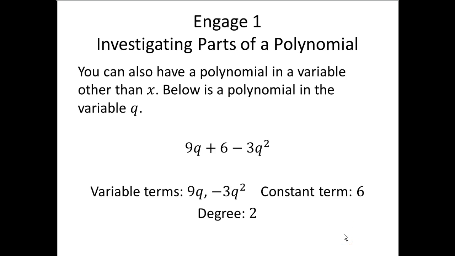You can also have a polynomial that has a variable other than x. For example, here I have a polynomial that has q as its variable. Now the variable terms in this polynomial would be 9q and -3q^2. These are the variable terms because these are the terms that actually contain my variable q. The constant term, or the term without a variable in it, is 6, and the degree of this polynomial is 2 because this is the highest power of the variable in the entire polynomial. This term here has a power of 1, this term here has a power of 0, and this term here has a power of 2, the greatest of which is 2, so the degree of the polynomial is 2.